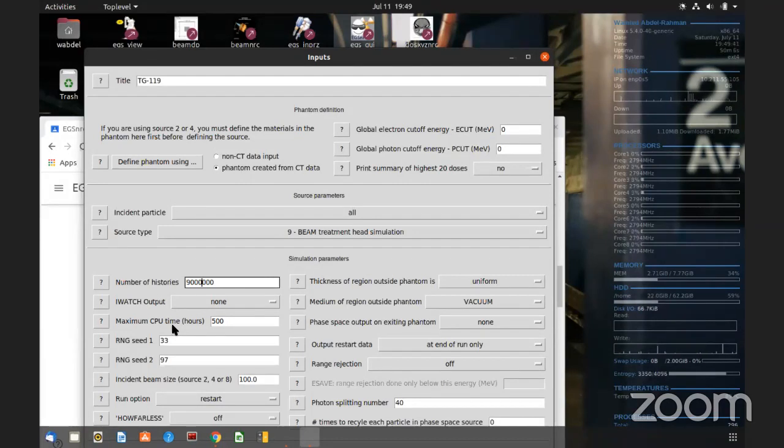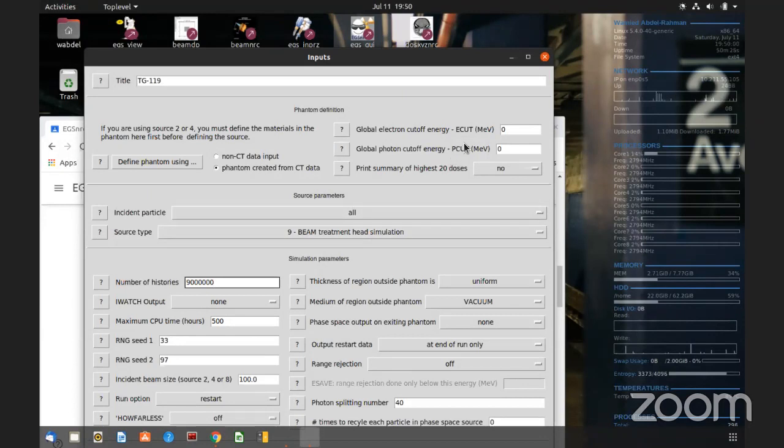I want it to be 100 million, then I add 9 million. Now the next step, if I want to improve the uncertainties, then I would go, for example, for 100 million. So here I just need to keep everything as restart and add a zero, and that's it. This is how I do it.